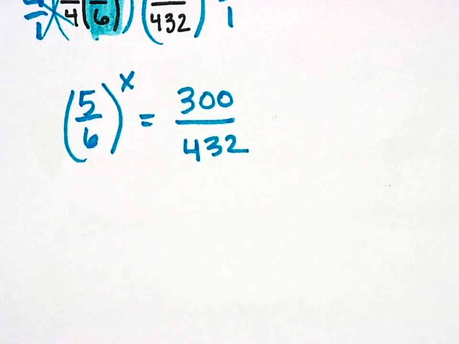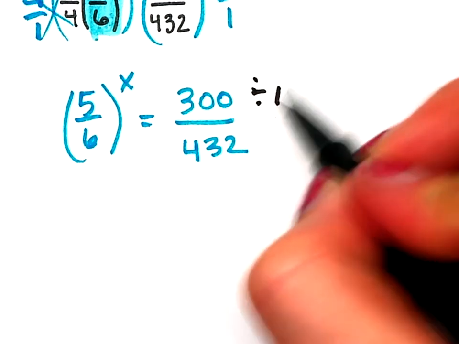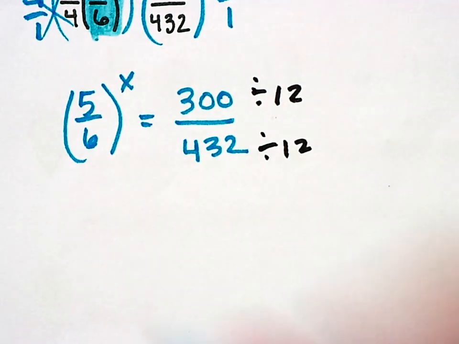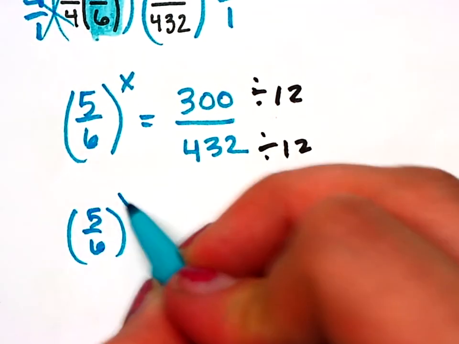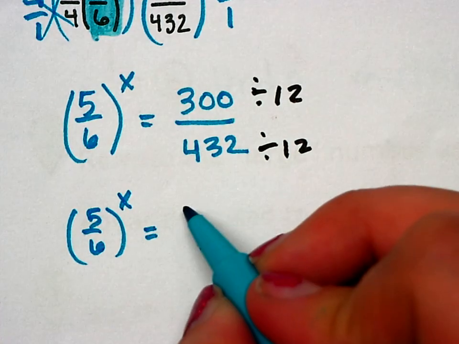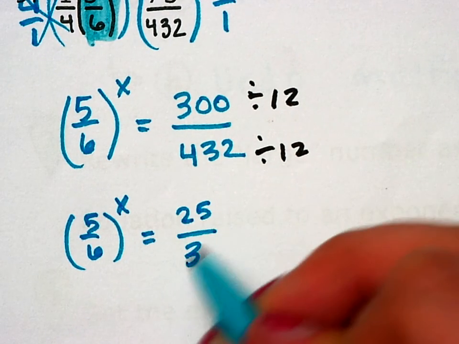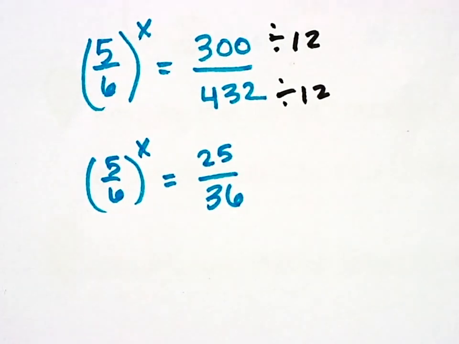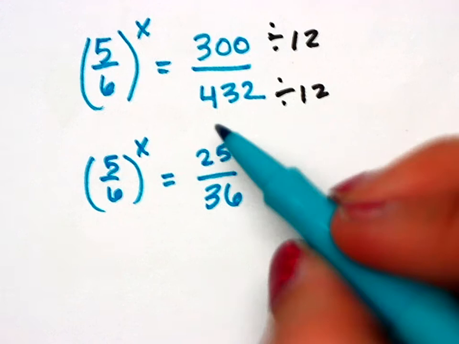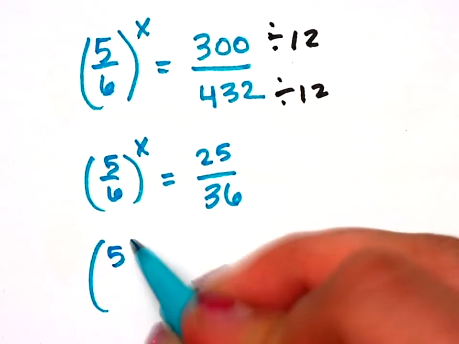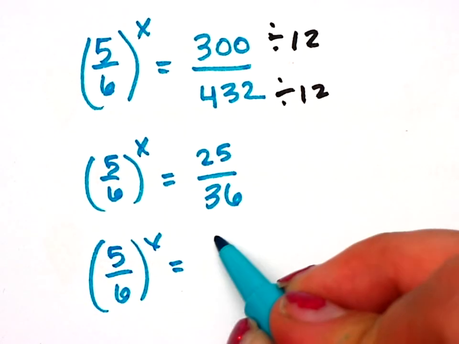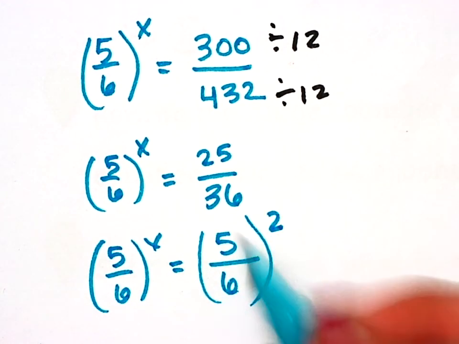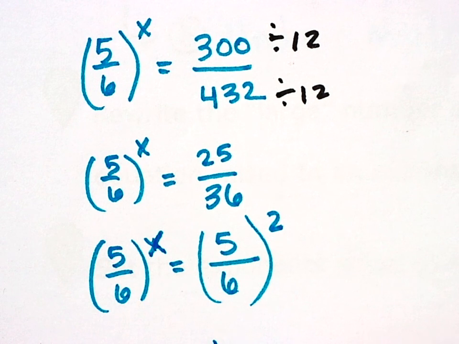So let me rewrite that in another color. I'm going to divide the numerator and the denominator by 12, and if I do that, I'm going to have 5 over 6 to the x, and then this is going to be now 25 over 36. So same fraction, just smaller numbers. All right, now we can see that 5 squared is going to replace 25. So let me rewrite this side. So 5 squared and 6 squared. So that means we're squaring this fraction. So x equals 2.